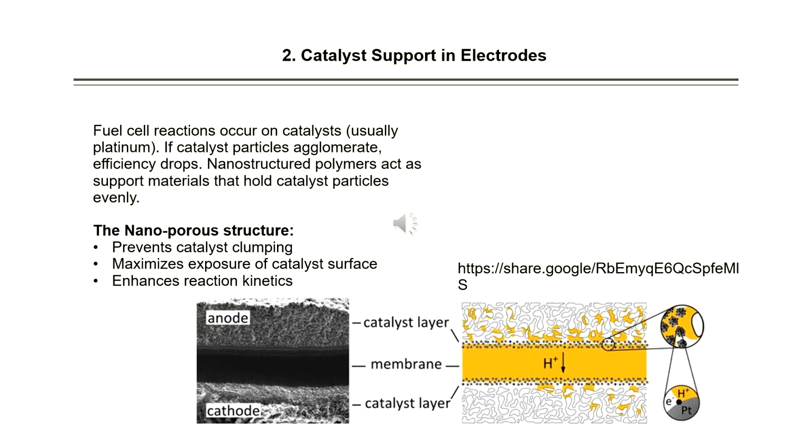So the second application is catalyst support in electrodes. Fuel cells require expensive catalysts like platinum to speed up the reactions. These reactions occur on catalysts like platinum, which are very expensive. If catalyst particles agglomerate, the efficiency will drop. So nanostructured polymers act as support materials that hold the catalyst particles evenly. What is the role of nanostructured polymers here? Nanostructured polymers act as support materials that hold the catalyst nanoparticles in place.